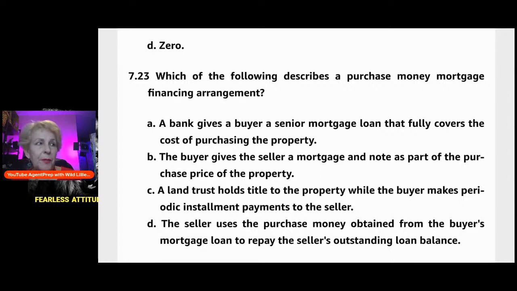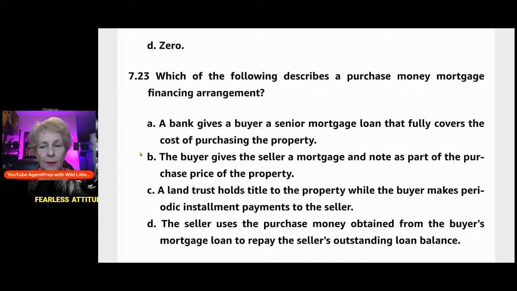And yes, the answer is B. So in a purchase money mortgage financing arrangement, the buyer gives the seller a mortgage and a note as part of the purchase price of the property. So let's see what the answer says here. With a purchase money mortgage, the borrower gives a mortgage and a note to the seller to finance some or all of the purchase price of the property. The seller in this case is said to take back a note or to carry paper on the property.